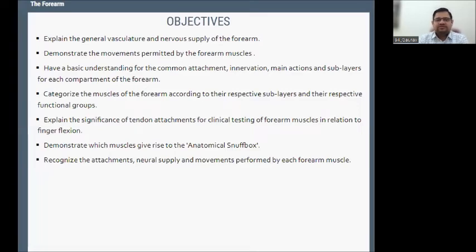Morning friends, today we are going to talk about the anatomy of the forearm. The forearm is basically the part of the upper limb, as we already know. In this particular lecture, we are going to talk about the vasculature, nervous supply, the muscular arrangement of the forearm, then various other tendons and the anatomical snuffbox.